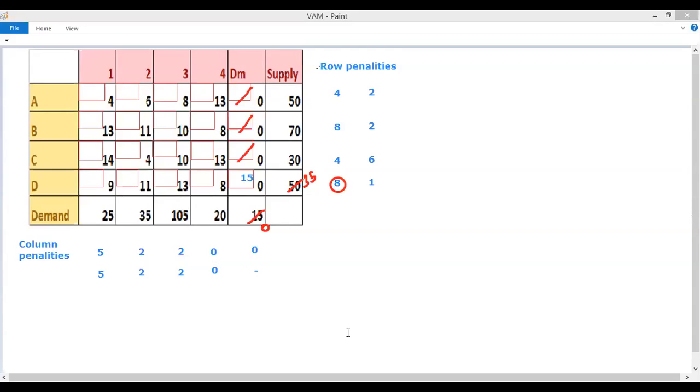So again in these penalty values, we have to pick the maximum penalty. Which is the maximum penalty? This particular one, right? This is the maximum penalty. Now we have to allocate resources.